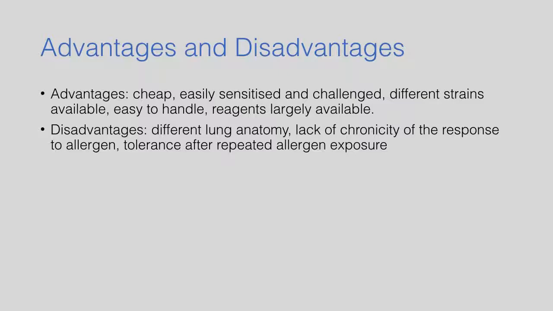However, there are some disadvantages. The lung anatomy of a mouse varies greatly to that of a human, so the results are not directly transferable. The distribution of lung inflammation also differs to that of human asthma. There is a lack of chronicity of the response to the allergen. Therefore, it's difficult to measure how similar the process is in chronic asthma in humans. Finally, a tolerance develops after repeated exposure to the allergen.